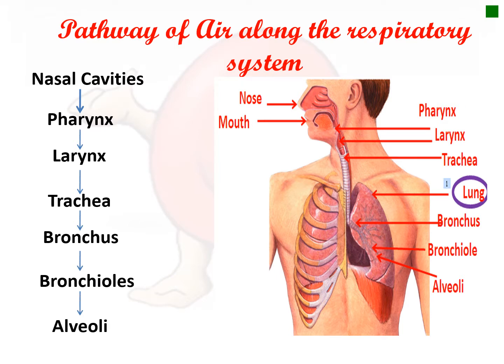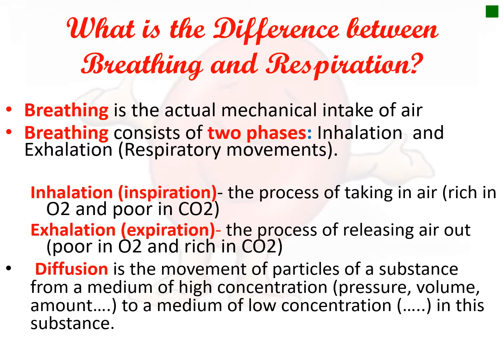The pathway of air along the respiratory system. It starts with the nasal cavities. Then we have the pharynx, we have the larynx, we have the trachea, we have the bronchus, bronchioles, and finally we have the alveoli or the air sacs. What is the difference between breathing and respiration?